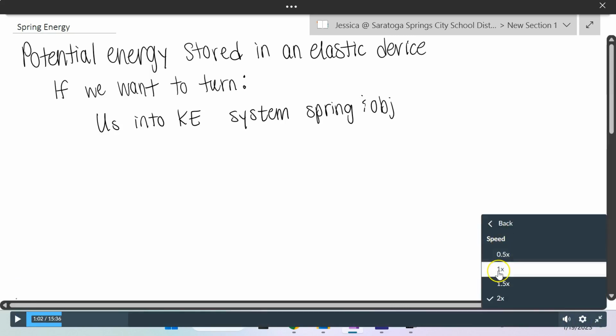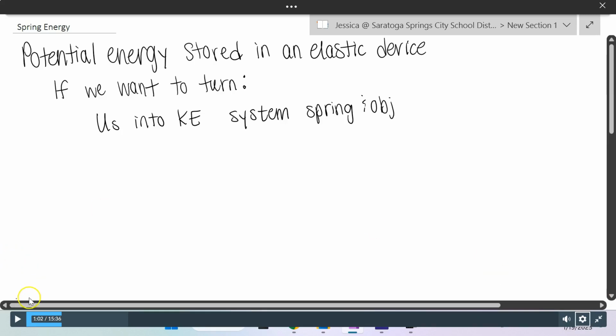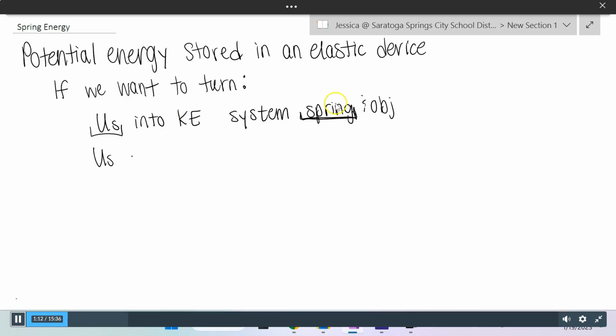And I just realized that I had this going very fast. All right. So our system needs to be the spring, because our spring is where we're storing our US. And then our object, because that's what has KE. Right? So if we want spring potential energy US, we need a spring.